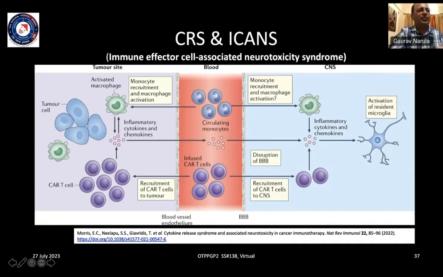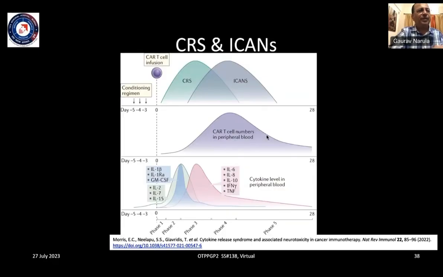So this shows you the pathophysiology of CRS and ICANS. I will go over to the next slide. And this shows you how the CRS and ICANS differ in when they present. Normally, CRS presents early, whereas ICANS starts presenting in the 2nd to 3rd week. But there's a period in between where they can overlap. This is exactly what happened in our patient: day 11 peak CRS, and day 12 also ICANS.